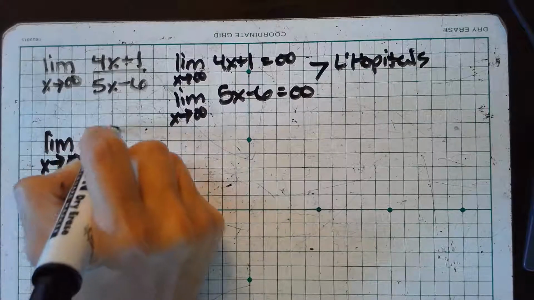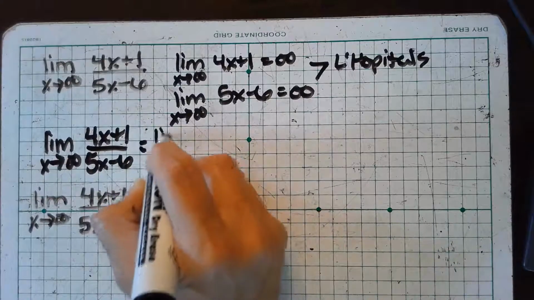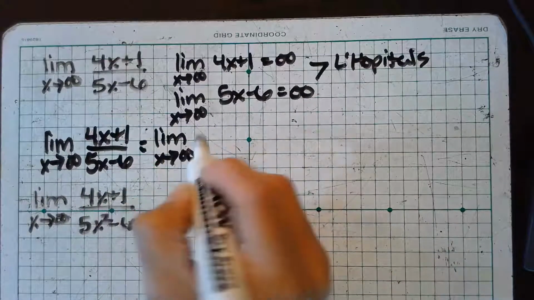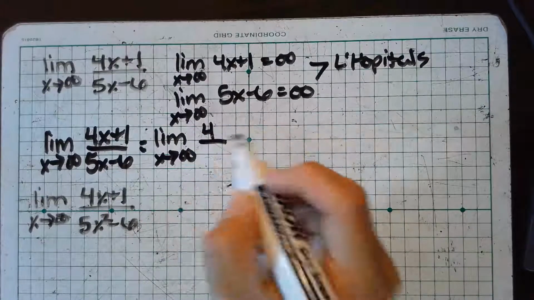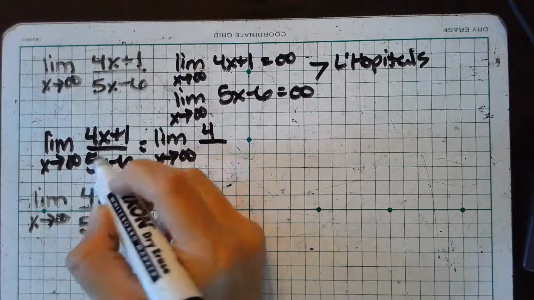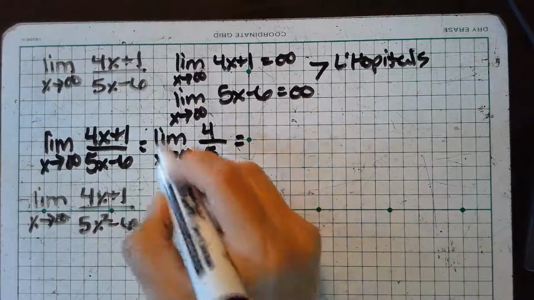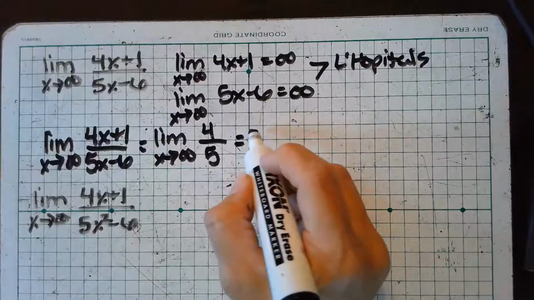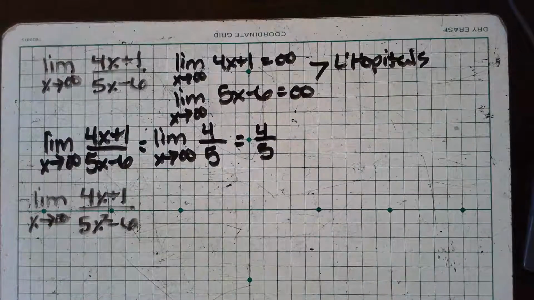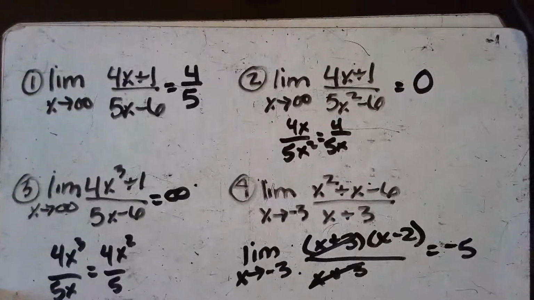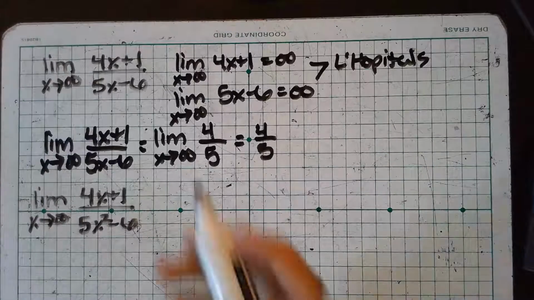So I'm going to rewrite my limit over here. Keep your limit notation: the derivative of the top, again not the quotient rule, over the derivative of the denominator. This is just a constant, and the limit as x goes to infinity of a constant is just that constant. And isn't that what we got for number 1 to begin with? Yes, we got 4/5.